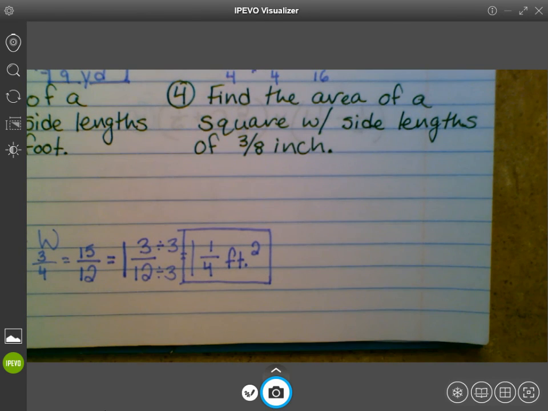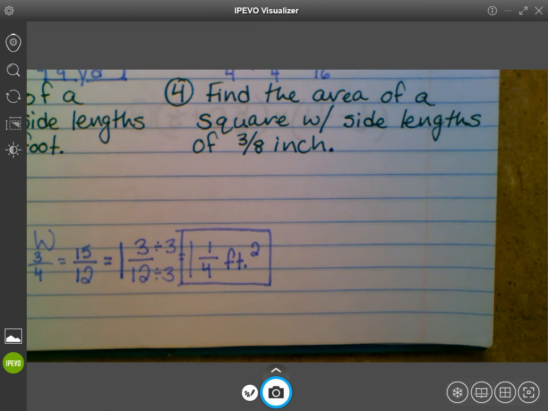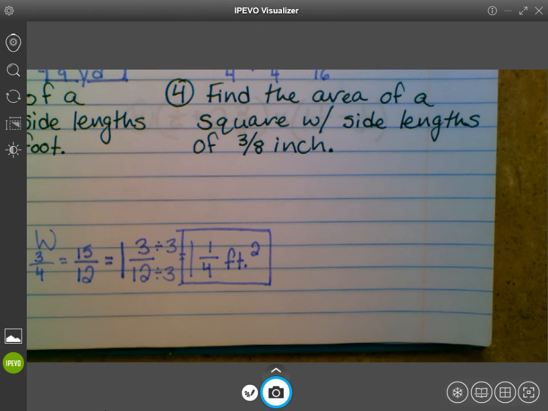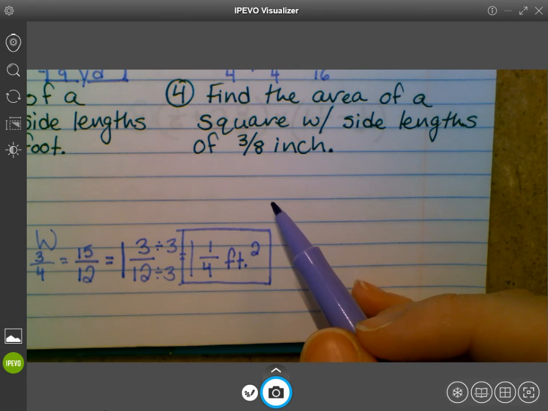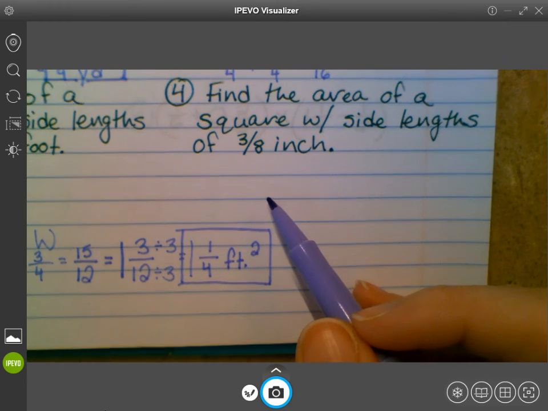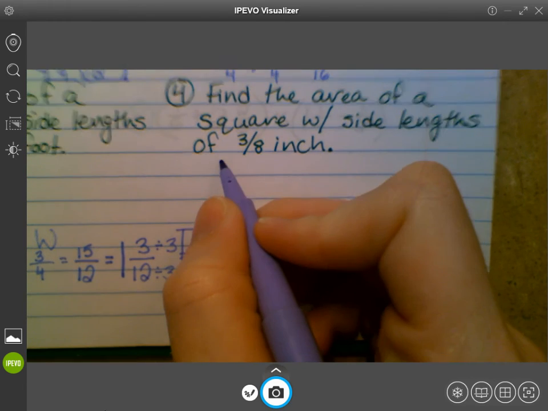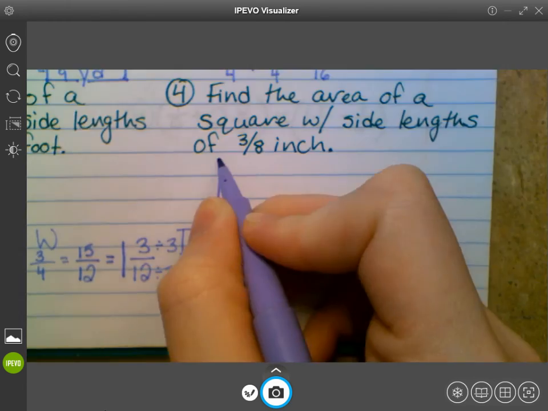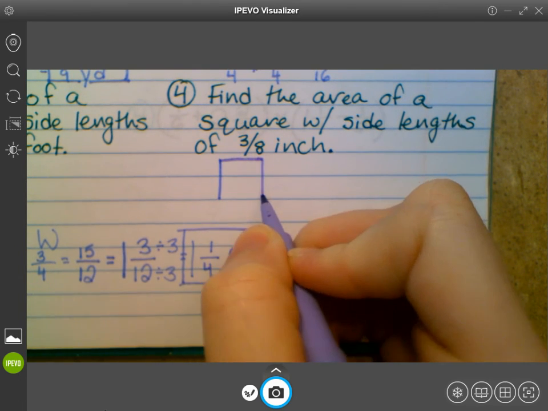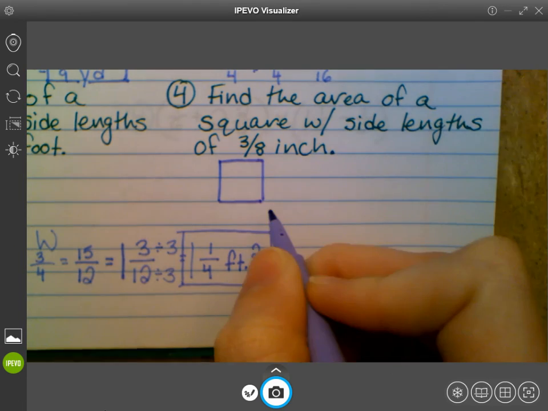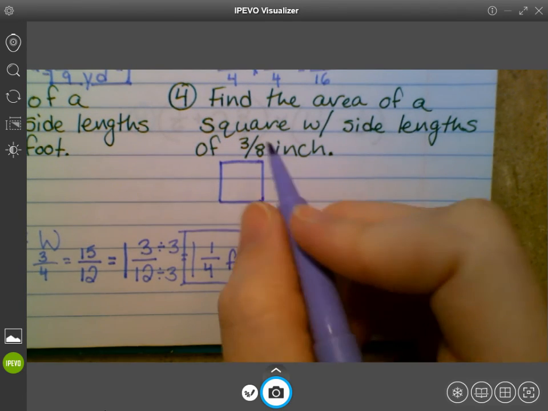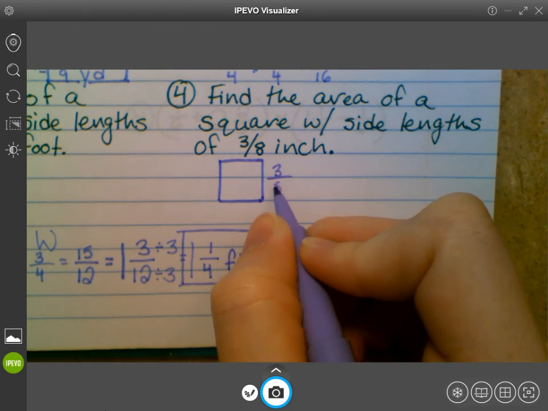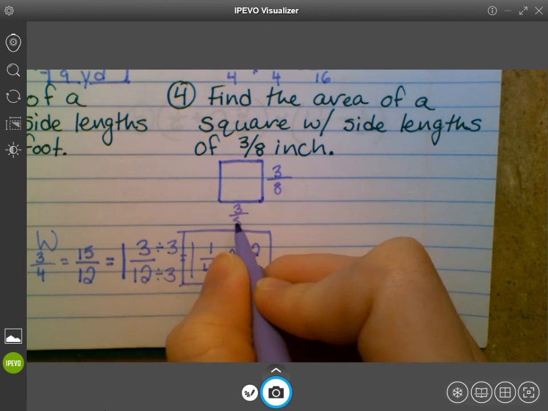Chanel? Because it's a what shape? A square. A square has all equal sides. So if we know the side length of one, we know the side length of all. So in my picture, instead of drawing a rectangle, I'm going to draw a square. I know that both will be 3/8 of an inch.